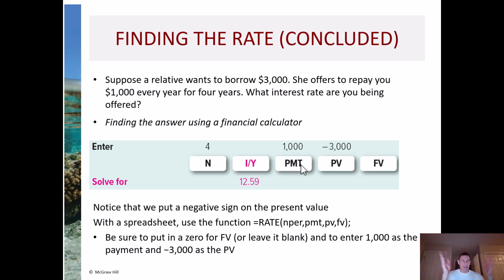So the calculator is going to tell you exactly what it is. We did the trial and error on the last slide. The calculator is going to tell you exactly what that number is, 12.59.